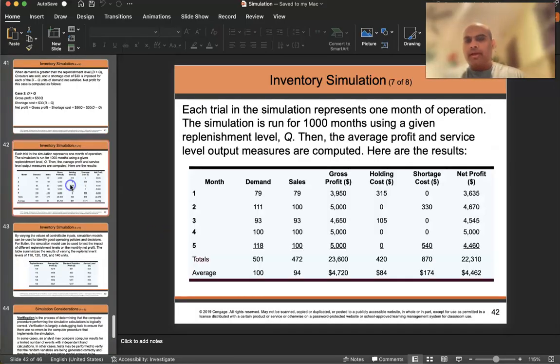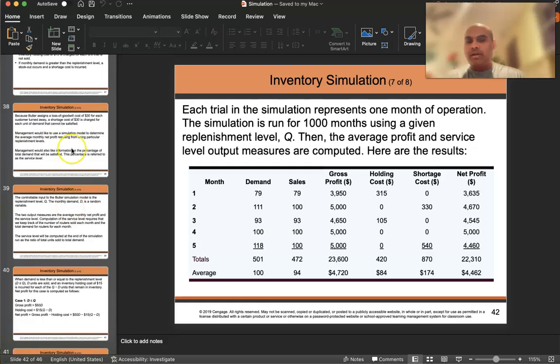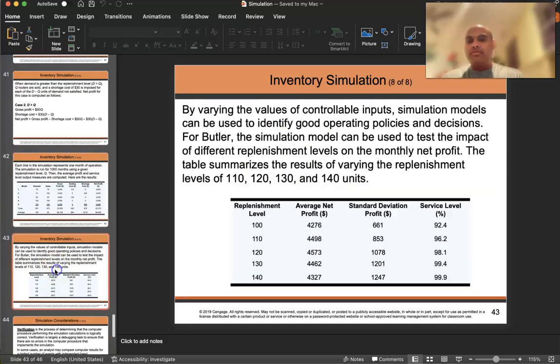So we saw that we are selling routers. The mean and standard deviation of demand for routers was 120. We are assuming that it follows a normal distribution, which is actually a very commonly made assumption. On top of that, we say that we have a replenishment level Q. Now we are going to look at different levels of replenishment. So we'll either have a replenishment level of 100, 110, 120, 130, or 140.